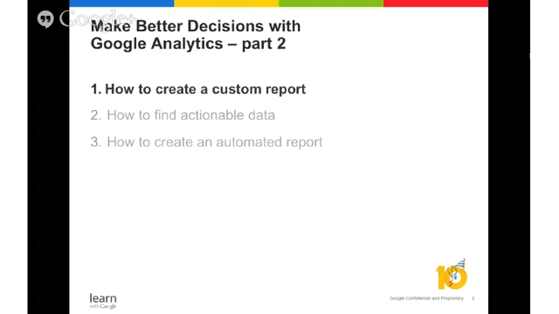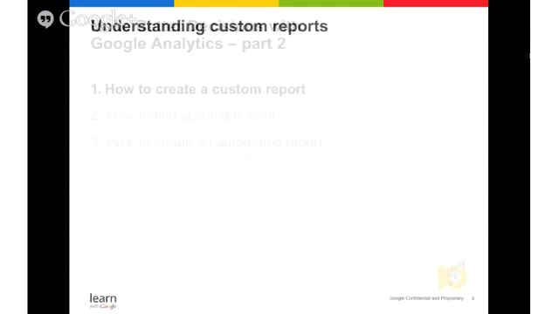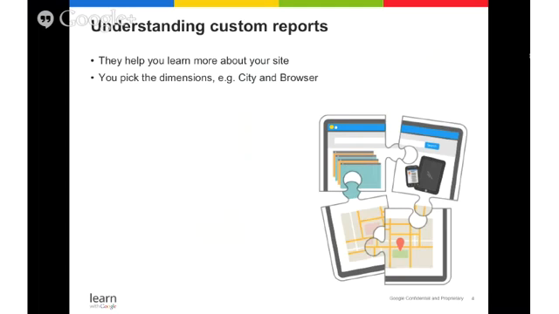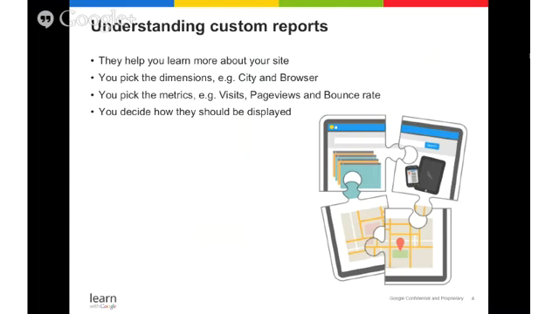Okay, let's talk about custom reports. Understanding custom reports: a custom report is a report that you create to learn more about your site. You pick the dimensions, city and browser for example, and metrics, visits, page views, and bounce rates, and decide how they should be displayed. You can think of custom reports as puzzle pieces. You can pick and choose what you'd like to focus on, and they fit together to become a story. Or in this analogy, a picture.